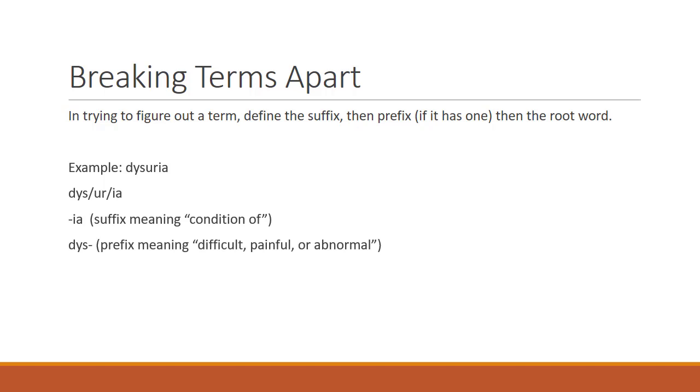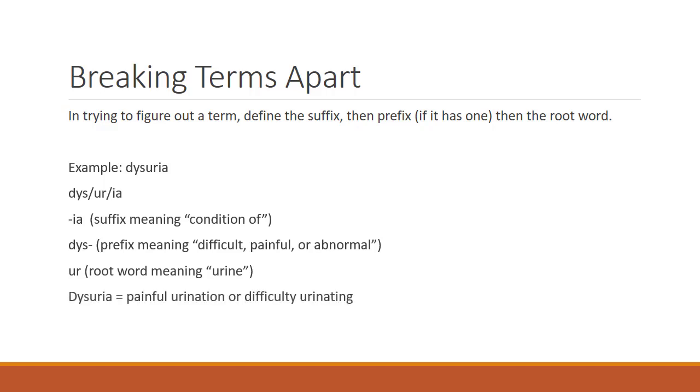Looking at the prefix next, dys indicates difficult, painful, or abnormal. So now we're looking at something that is difficult, painful, or abnormal as a condition of. And then we look at the root word, which is ur, which indicates urine. So from this word, by breaking it down, we find that dysuria is painful urination or difficult urination. And other words are broken down in the same manner.